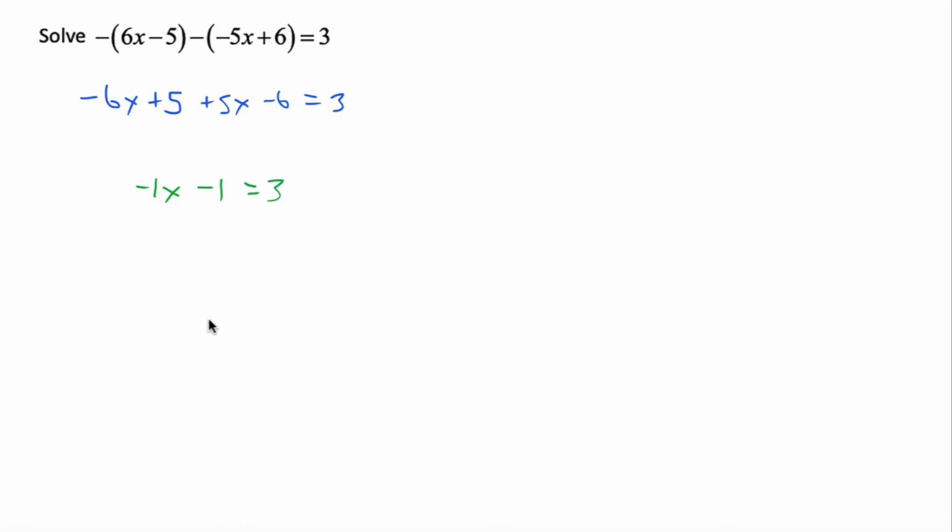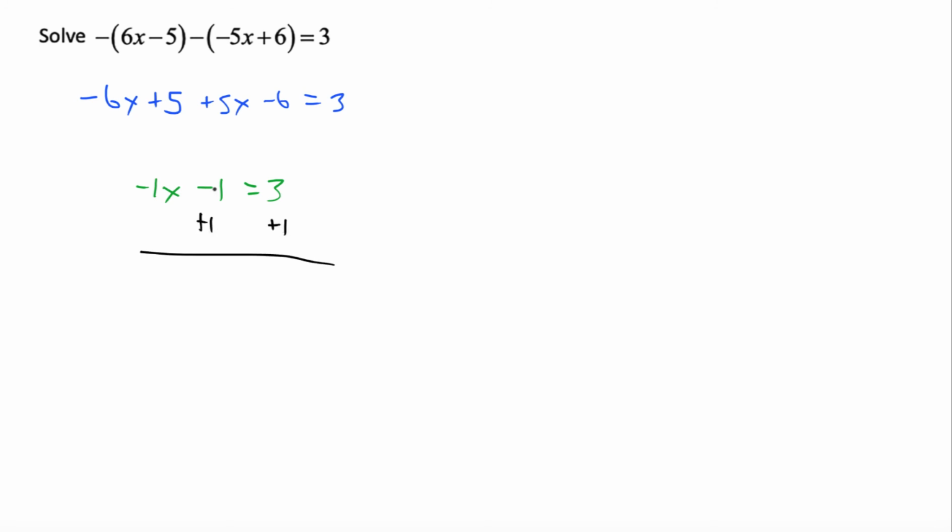Okay. So now we want to use the properties of equality. Remember, we're isolating the x. We always use the addition property of equality first. So in this case, we want to add 1 to both sides. So let's add 1 to both sides here.